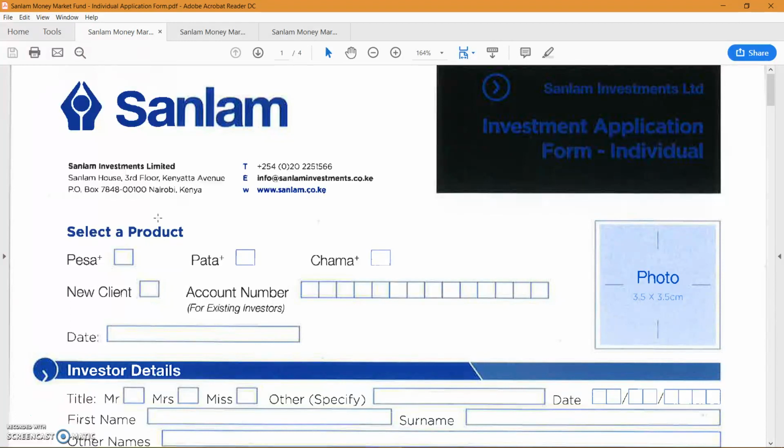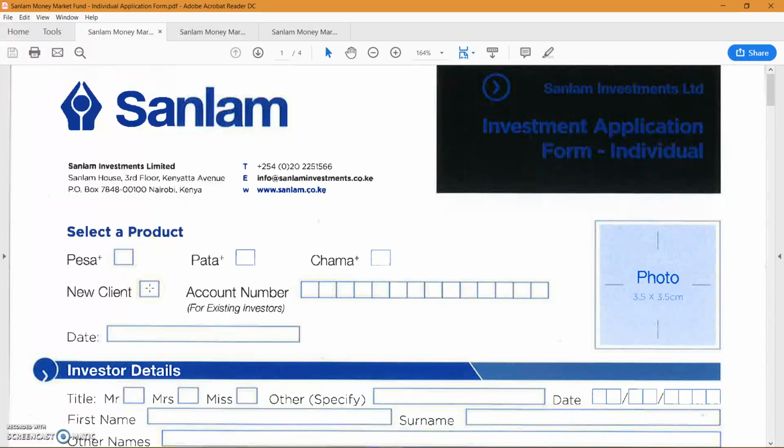So today we'll be going through the application form just to understand how you fill this form for a complete beginner. So as I mentioned, there are three types of products for unit trusts. You have money market funds, which is Pesa Plus, you have your balance fund, and you have your equity funds. Today we're interested in the money market fund. So in this section, you tick on Pesa Plus.